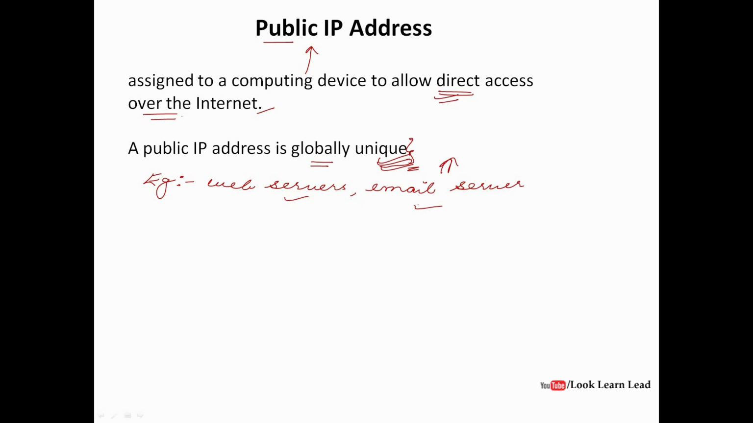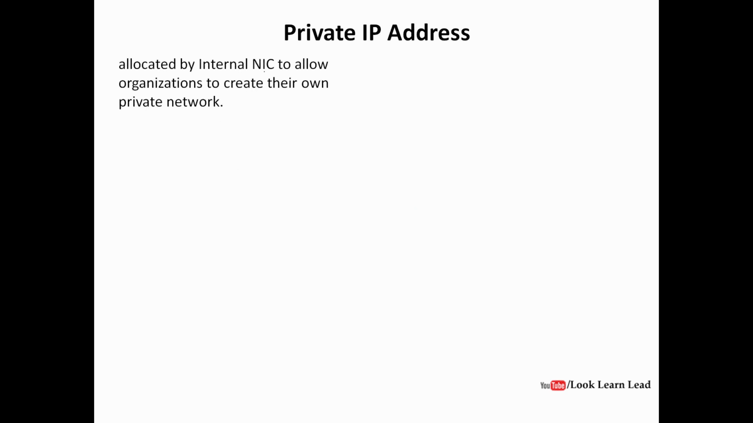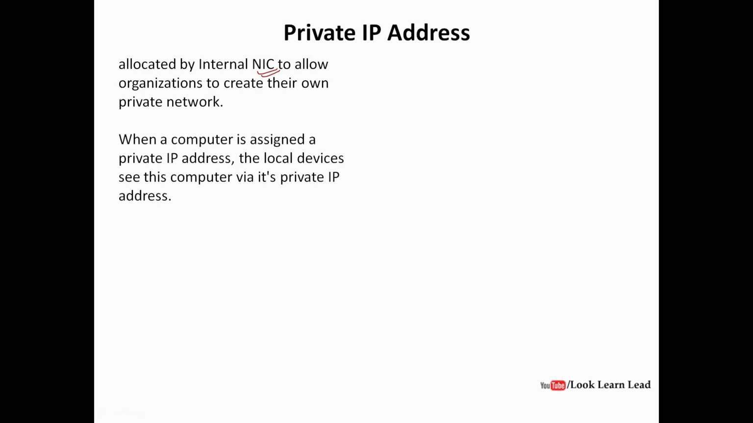Now let's move on to the next, that is the private IP address. What is a private IP address? It is allocated by the NIC, network interface card, to allow organizations to create their own private network. It is not allocated by the internet service provider, it is allocated by the NIC. And when a computer, suppose in a system, I'll write it somewhere over here.